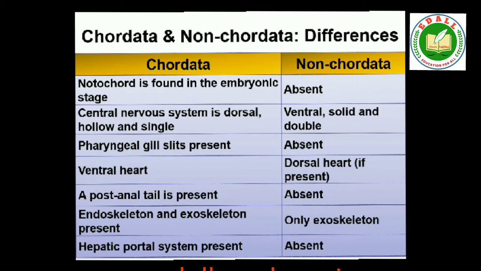Chordates and non-chordates. 1. Notochord is present in chordates, while in non-chordates notochord is absent. 2. Central nervous system is dorsal, hollow and single in chordates, while in non-chordates central nervous system is ventral, solid and double. 3. Pharynx perforated by gill slits in chordates, while in non-chordates gill slits are absent. 4. Heart is ventral in chordates, while in non-chordates heart is dorsal, if present. 5. A postanal part, tail, is present in chordates, while in non-chordates postanal tail is absent.